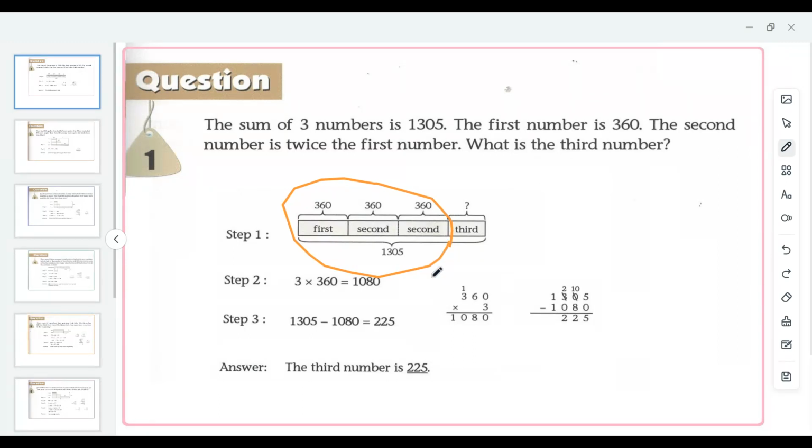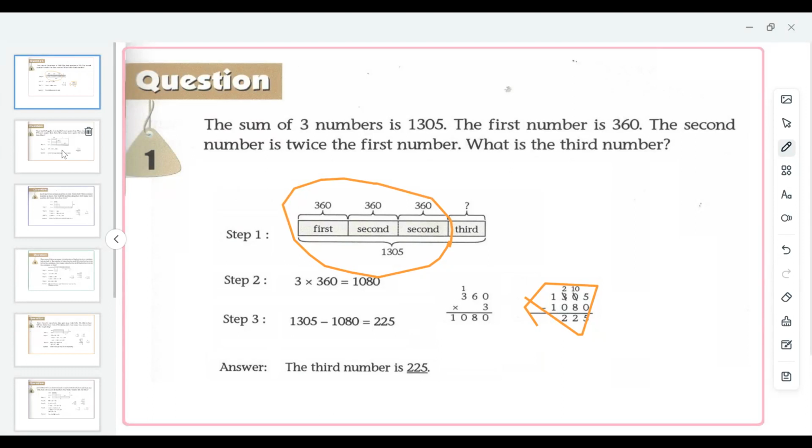Right? So the first two numbers are 3 times 360. So we worked out it's 1,080. Now the third number is easier, right? 1,305 take away 1,080, we work it out from here, and then we get 225. The answer is the third number is 225, right?